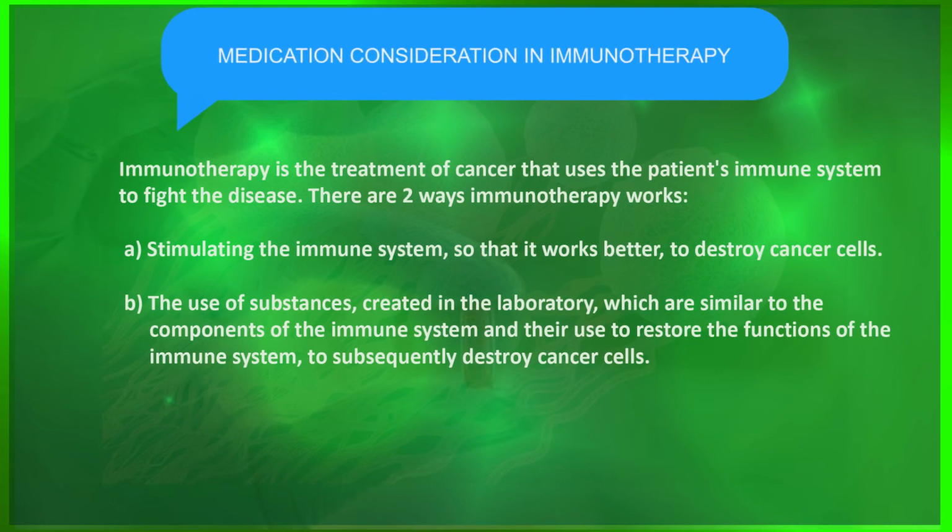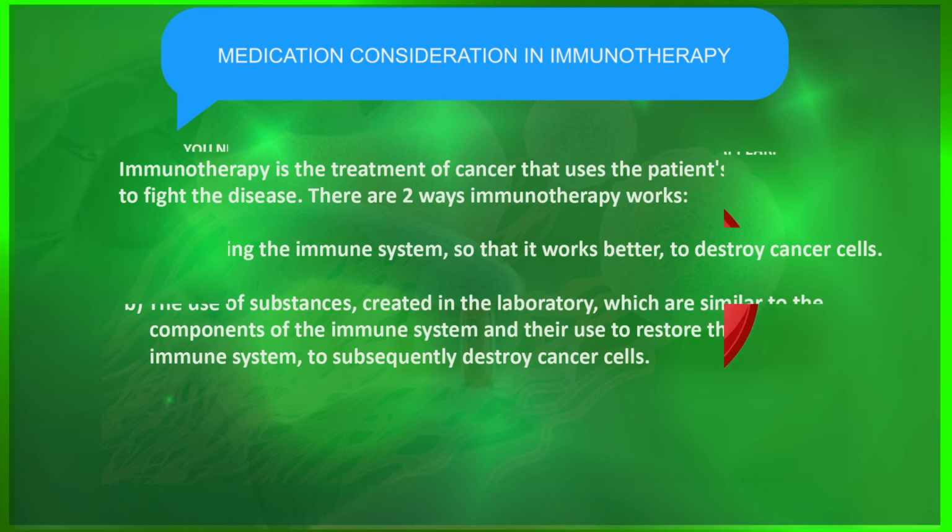Medication consideration in immunotherapy. Immunotherapy is the treatment of cancer that uses the patient's immune system to fight the disease. There are two ways immunotherapy works. A. Stimulating the immune system, so that it works better, to destroy cancer cells. B. The use of substances, created in the laboratory, which are similar to the components of the immune system, and they're used to restore the functions of the immune system, to subsequently destroy cancer cells.